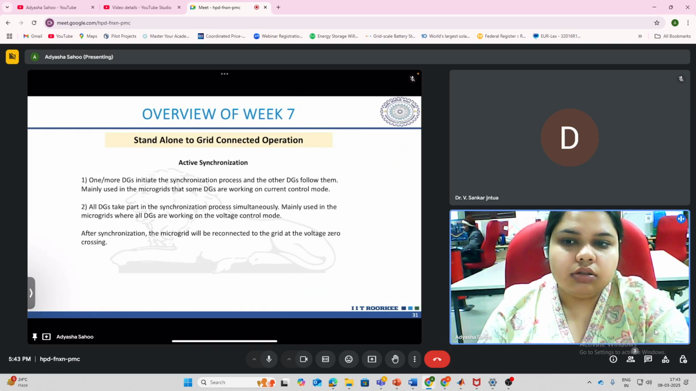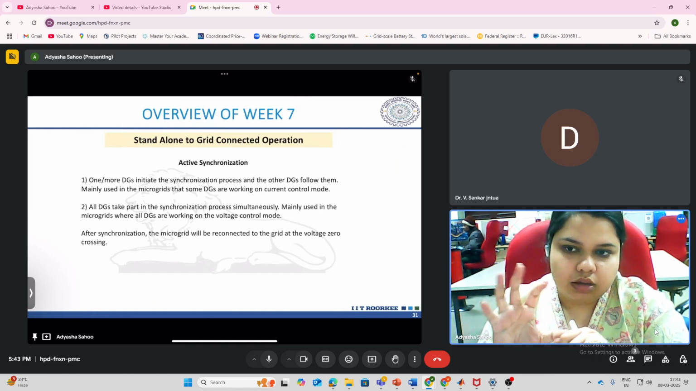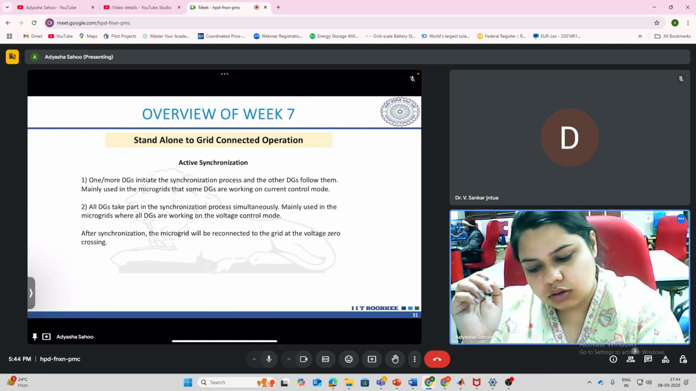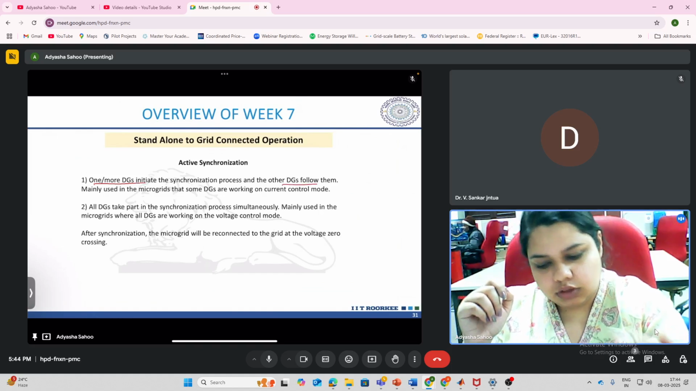Now, in the active synchronization technique, one of the converters or the DGs will act in the grid forming mode that we had seen. It will set the set point of the voltage and the other DGs will follow it. So one of the DGs will initiate and the other DGs will follow.